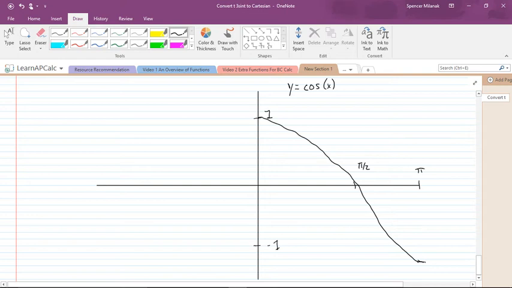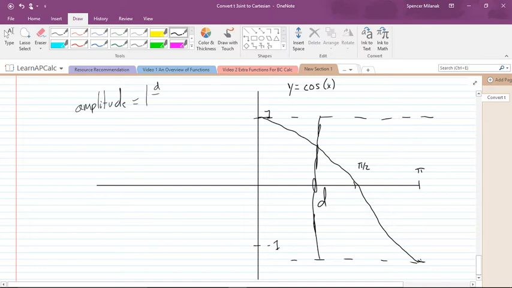What I mean by amplitude is basically the peaks of the function, which are here. What is the distance of that? Now that might be sort of confusing, so you could also think about it as if I took the two peaks and drew dashed lines and then measured this distance, which I'll call d, our amplitude is the absolute value of d over 2.